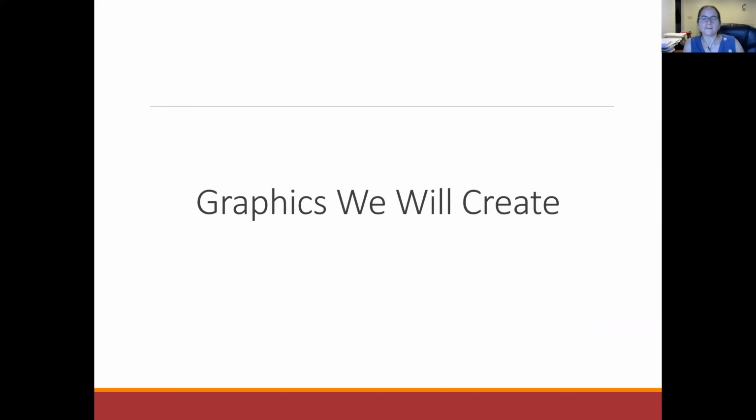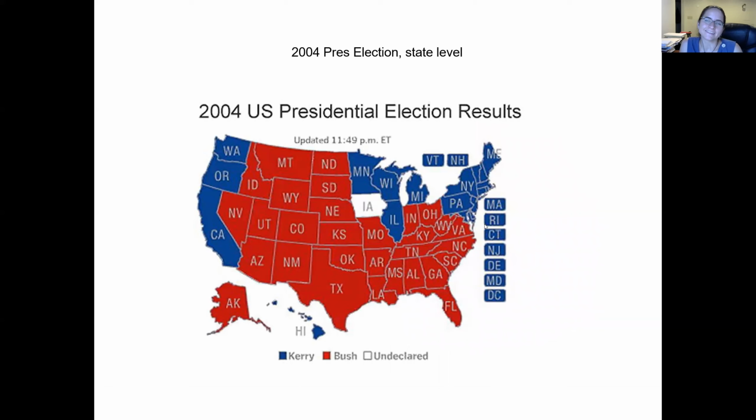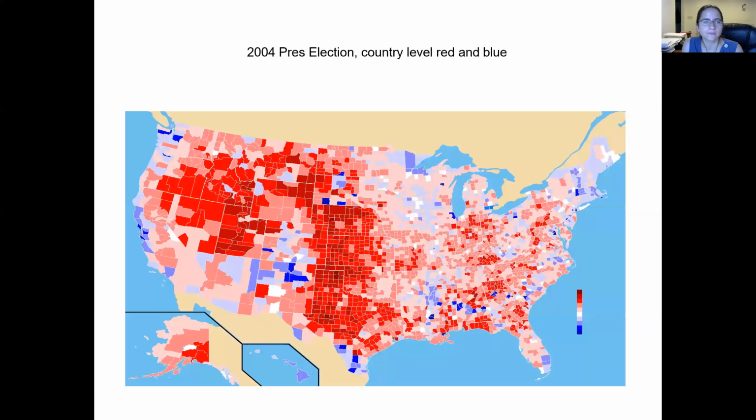So let's talk about graphics that we will create, and that is going to be maps of the United States, specifically maps of political data about the United States. This is the 2004 US presidential elections at the state level, and a state is colored red if it voted in favor of George W. Bush for the presidency, and blue if it voted in favor of John Kerry. And you can see that this map looks overwhelmingly red. And well, Bush did win, but it turns out that this is more red than we'd really think is an accurate telling of the data.